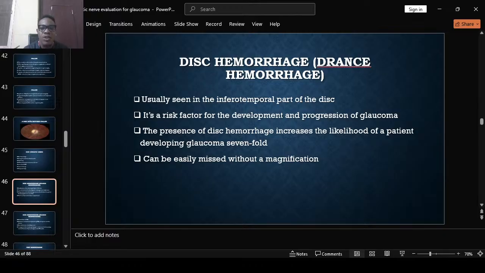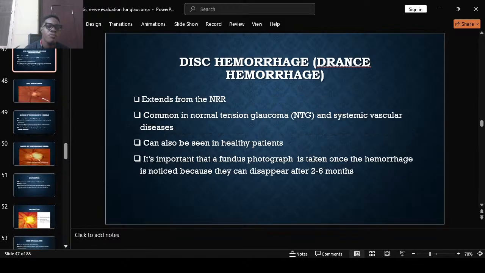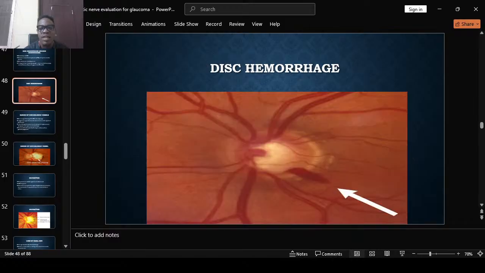Patients developing glaucoma with disc hemorrhage are likely to be missed if we fail to notice the presence of a disc hemorrhage. Also, it can be an ocular manifestation of a systemic vascular disease. It can also be seen in the optic disc border, so be careful. It is important that a fundus photograph is taken once the hemorrhage is noticed, because it can disappear.